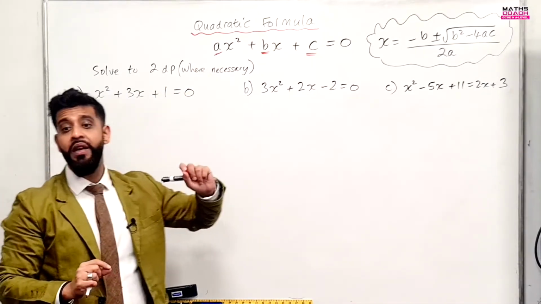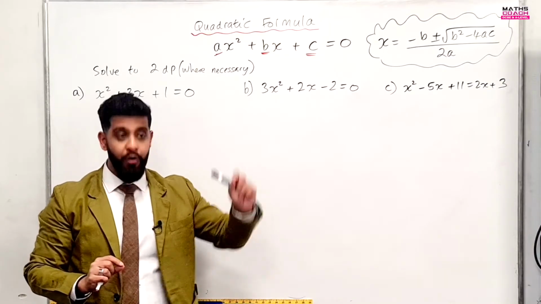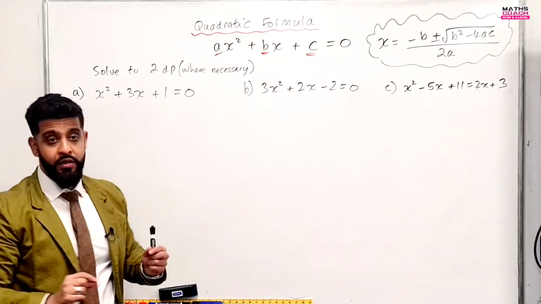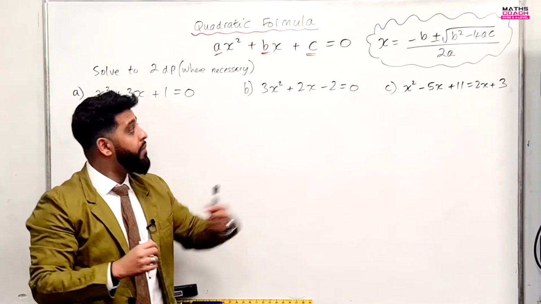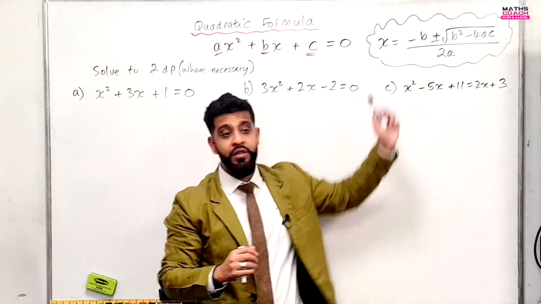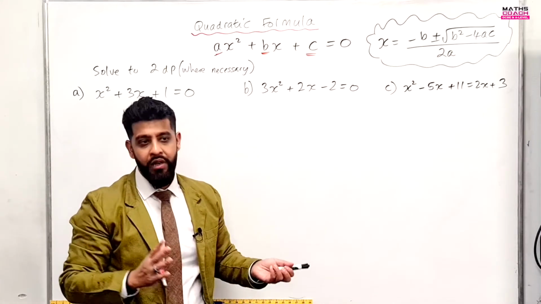Now, the quadratic formula will appear normally on a calculator paper because you're asked to give your answers to 2 decimal places, unless it says to put it in a particular form using surds, then it may come up on a non-calculator paper as well.